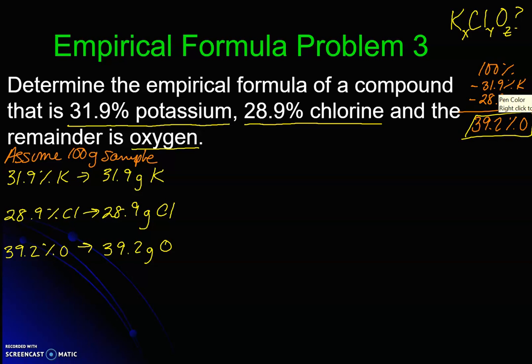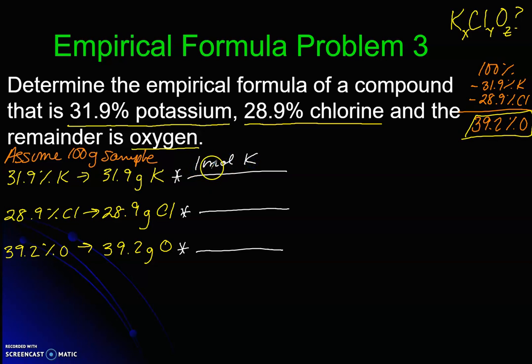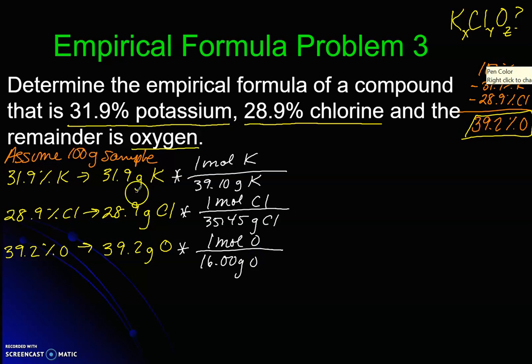Okay, follow it the same way that you have been doing for the other examples. Change all of these into moles. So potassium, 1 mole of potassium on the periodic table weighs 39.10 grams of potassium. 1 mole of chlorine weighs 35.45 grams of chlorine. And 1 mole of oxygen weighs 16. All right, so now we're cooking.